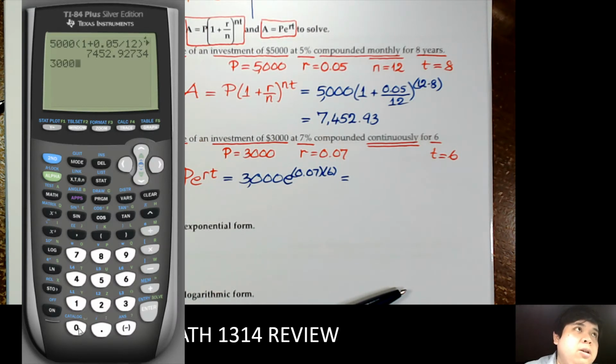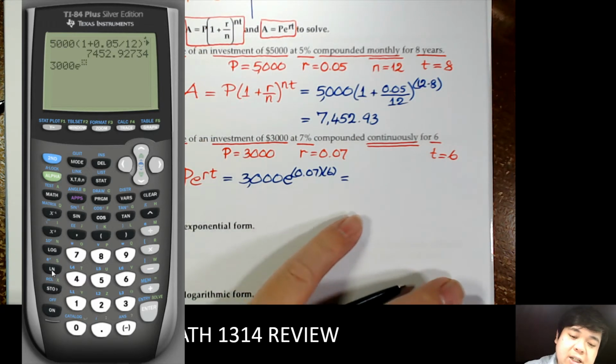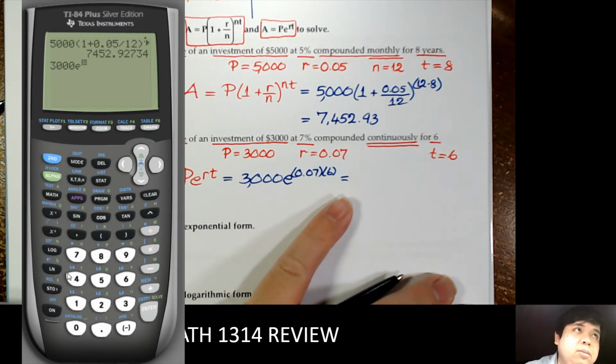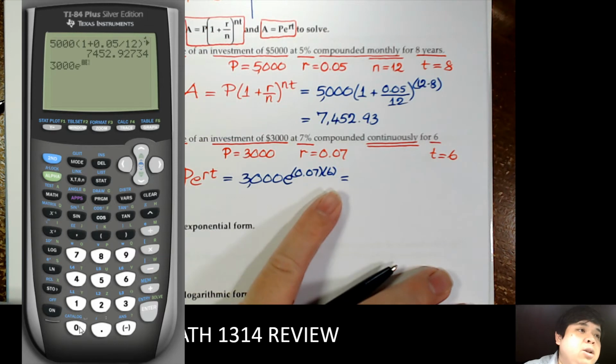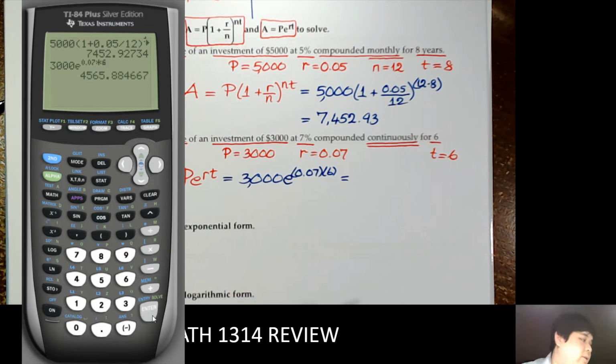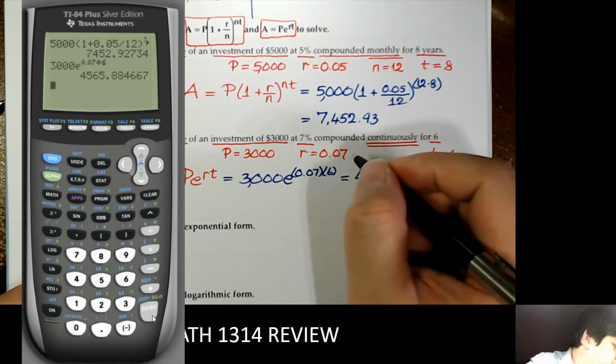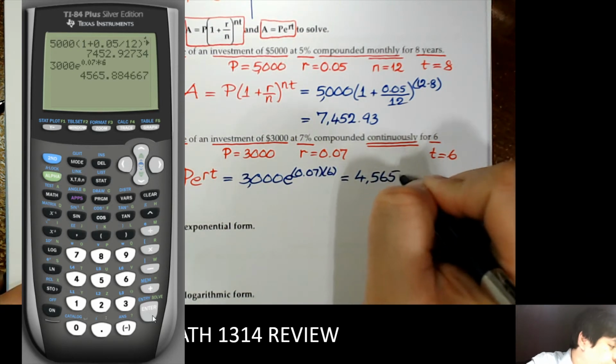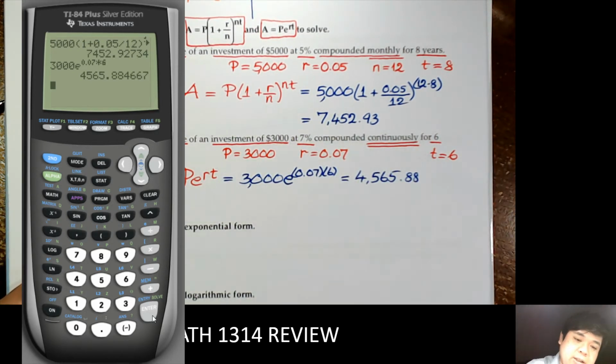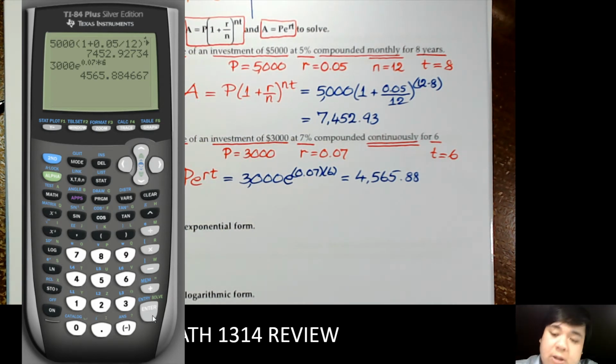$3,000. Second, the LN key. 0.07 times 6, equals 4,565.88. Right, so that's all we do.